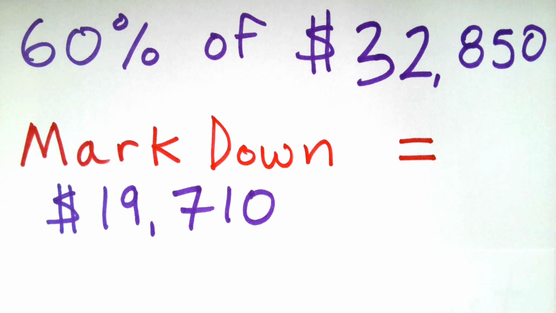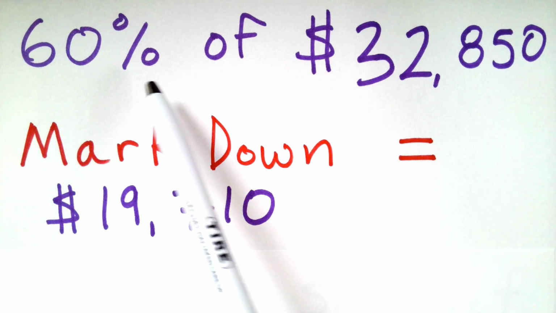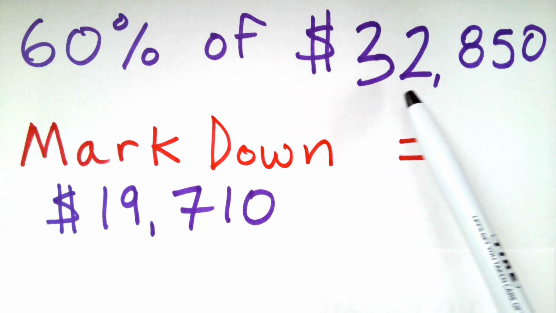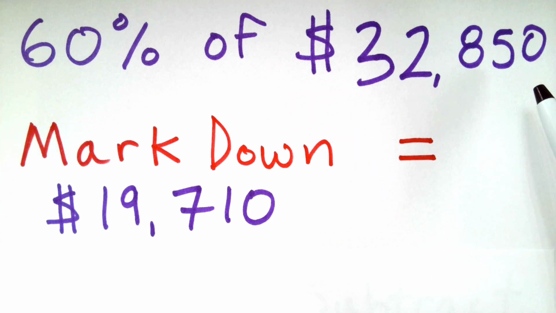So, as you can see here, 60% of $32,850 is $19,710. That's the markdown. So what do you do with the markdown? Now that you know it, what are you going to do with it?